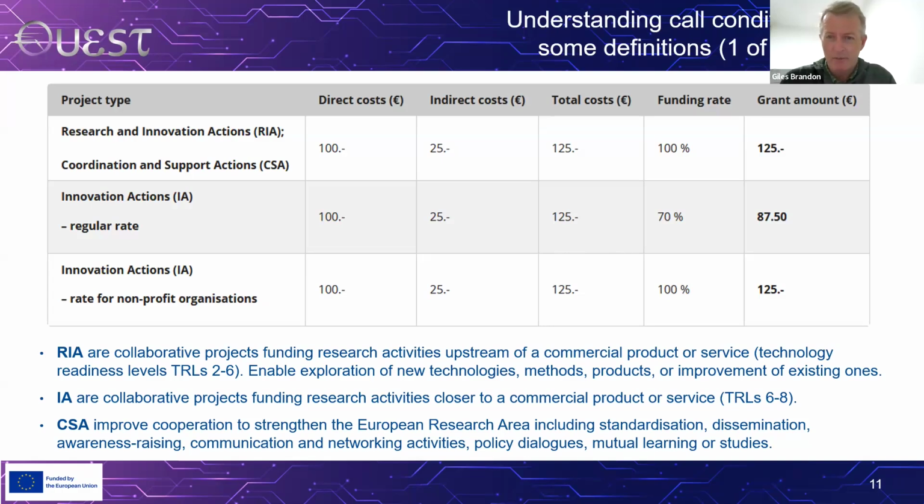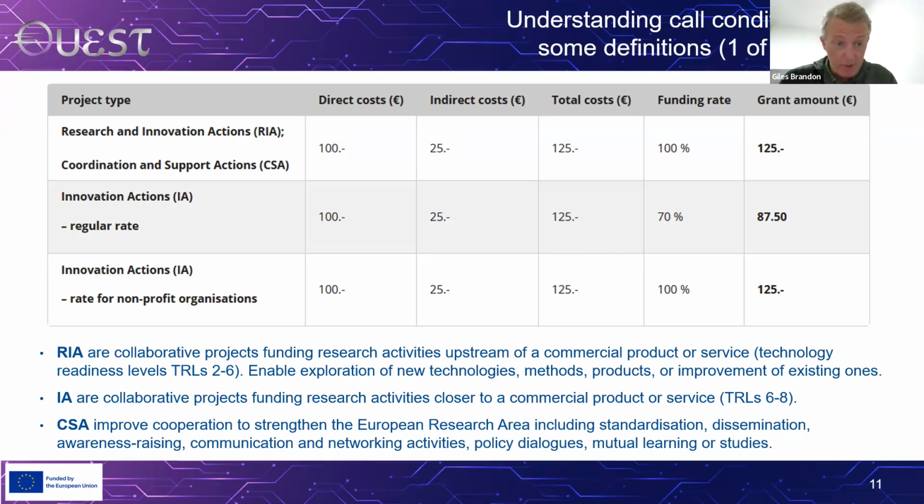Now, this funding rate of 70% is applied to the total cost. And that's why for every, say, 100 euros of direct costs in such a project, if you do the maths and work it through, you'll end up with a grant of 87.50 euros.